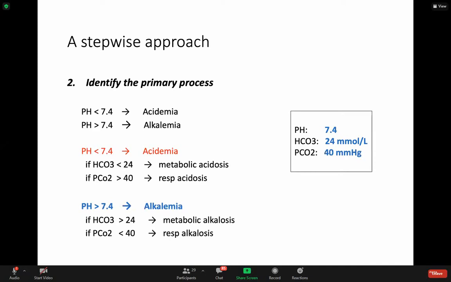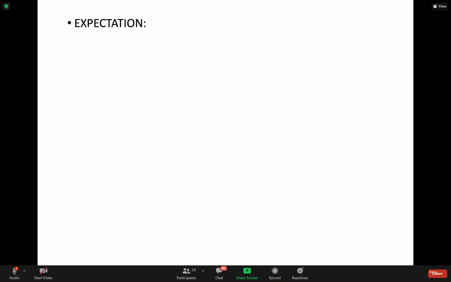Okay, بينما with alkalemia, the pH is more than 7.4, so I would determine whether I have respiratory alkalosis ولا metabolic alkalosis. إذا كان metabolic alkalosis فمعناته البايكارب will be more than 24. وإذا كان respiratory alkalosis معناته ال PCO2 will be less than 40. Okay, all right.